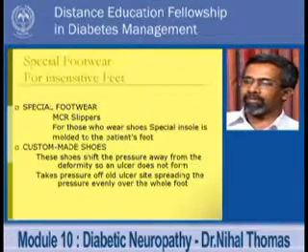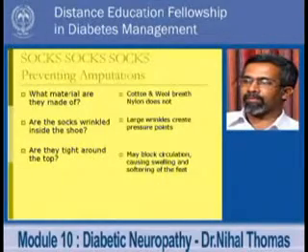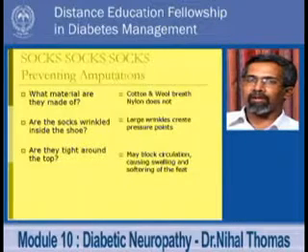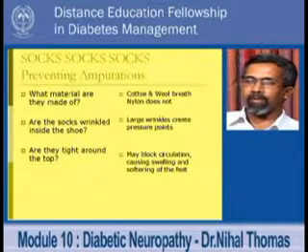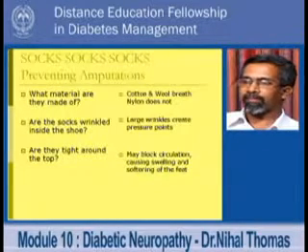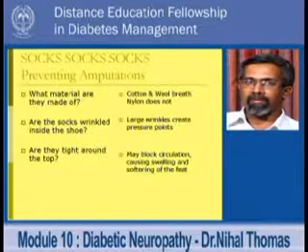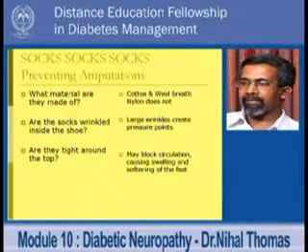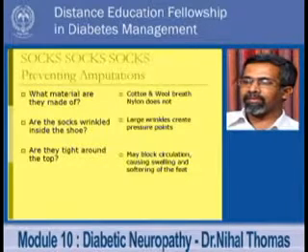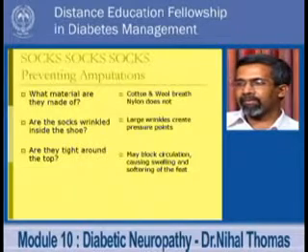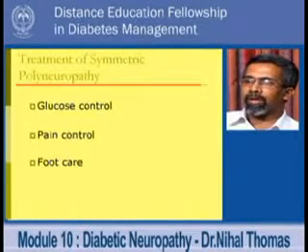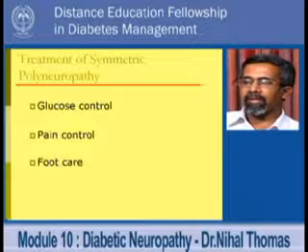Even socks are important. Socks should generally be made of cotton rather than nylon, because nylon does not absorb moisture, and moisture can obviously lead to fungal infestations. So cotton keeps the feet dry and clean. Wrinkles are bad and can act as pressure points, and if the socks are too tight, they can lead to ischemia.